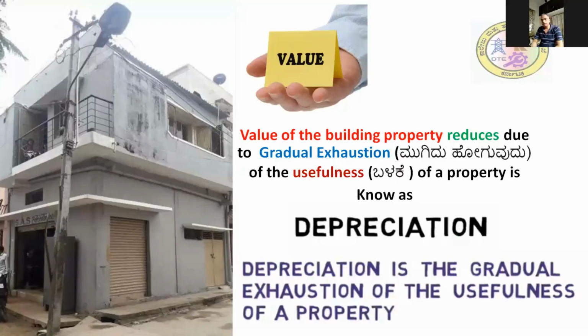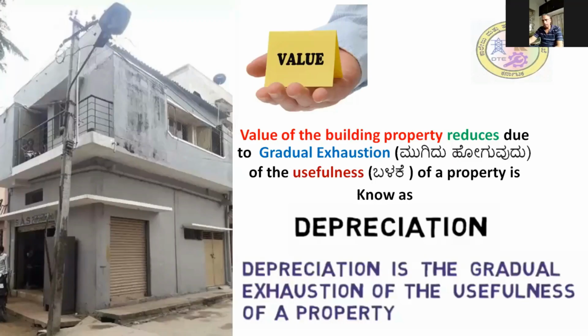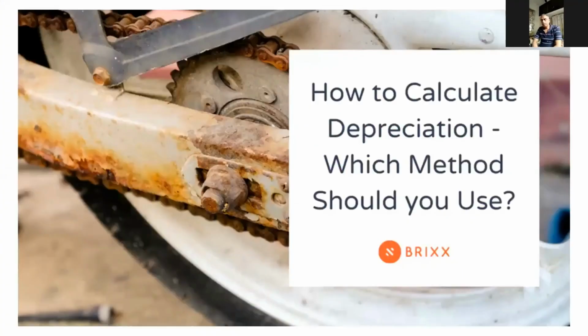It can be defined as the gradual exhaustion of the usefulness of the property. Gradual exhaustion is nothing but the reduction in the value of the property. We are going to calculate the reduction in the value of the property year by year, but the task is to calculate depreciation. So how to calculate depreciation and what methods we have to use, that is important.